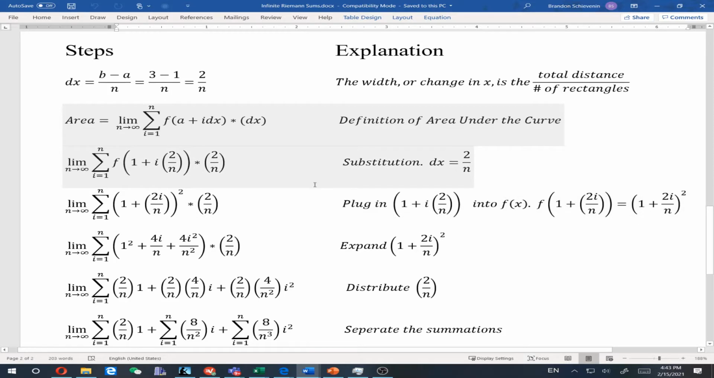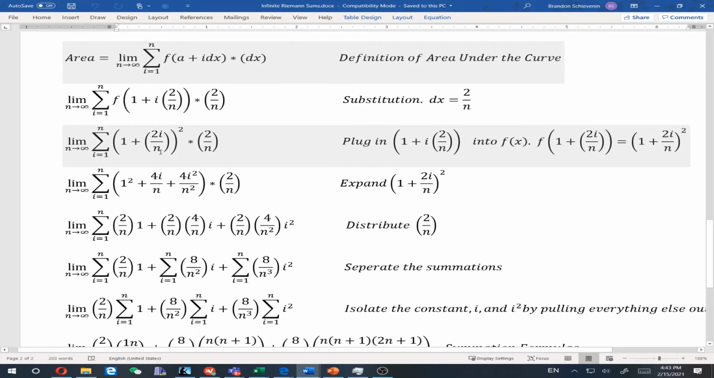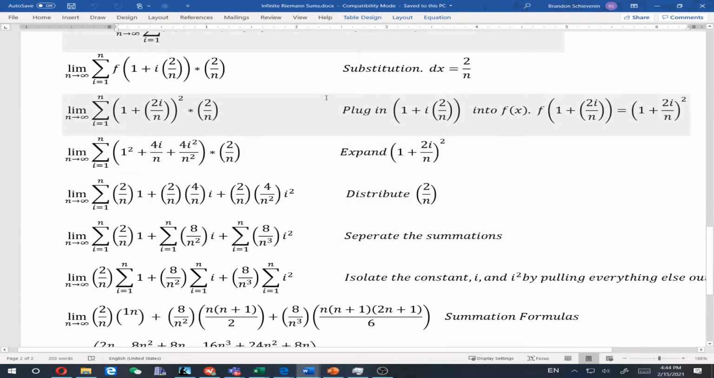So if I square 1 plus 2i over n, this is (a + b) squared, I should get a squared plus 2ab plus b squared. So that's 1 squared plus 2 times ab, which would be 4i over n, plus b squared, which is 4i squared over n squared. If all of this is my height, we can multiply by our base of 2 over n. And when I multiply by my base of 2 over n, I'll end up with this. This is after I distribute.